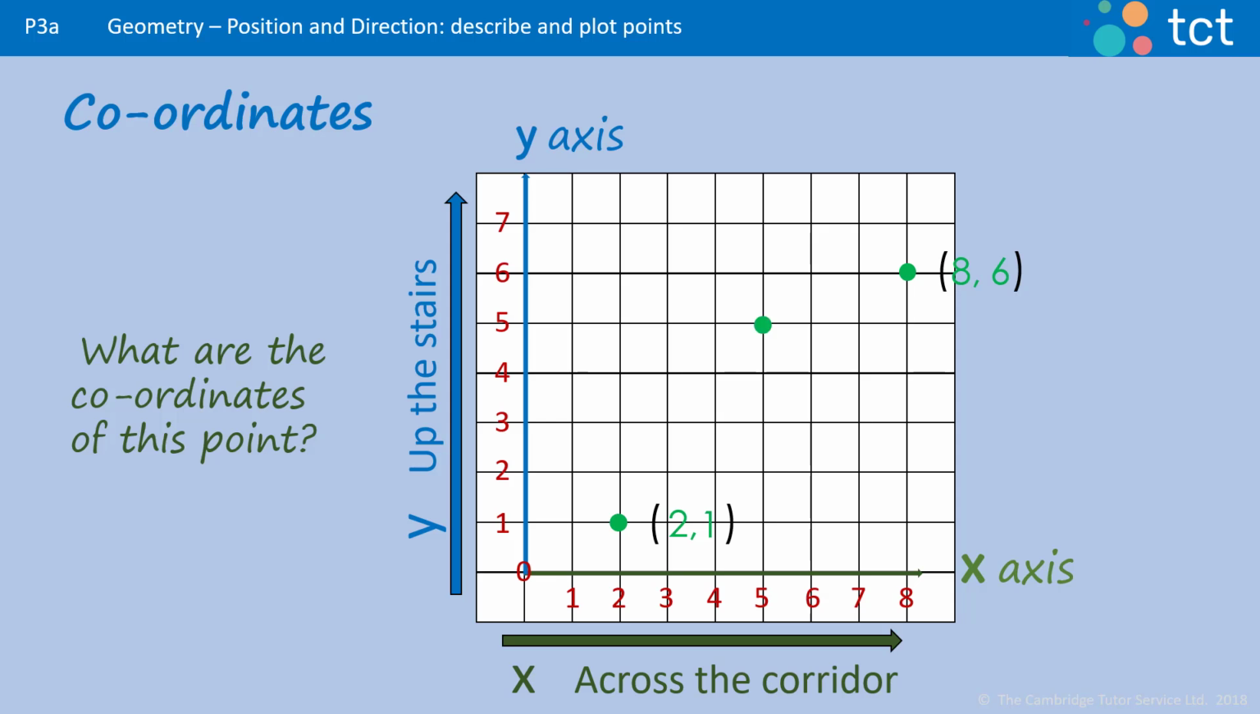Here's one more for you to find. Pause the video and have a go. What are the coordinates of this point, and place them in the brackets? Where is that point on the x-axis? You can see it's on the line that goes to the 5. So it's 5 across. And if we look at the y-axis, you can see it's on the line, and again that comes from the 5. So it's 5 along and 5 up.